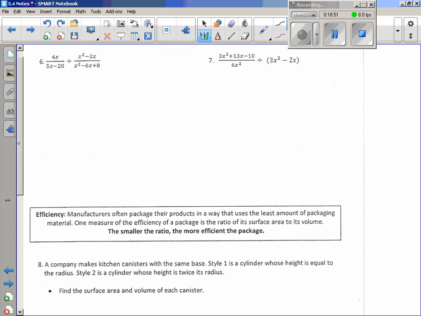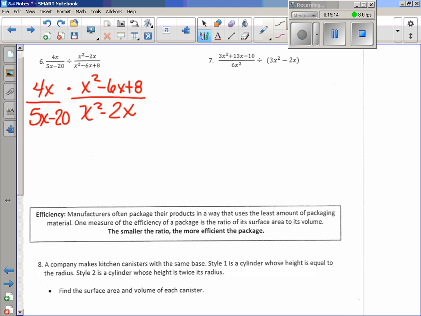What's the difference with these two? They're division. So what are we going to do first? Good. Change it to multiplication. Flip it over. So this is now going to be x squared minus 6x plus 8 over x squared minus 2x. Do I flip both of them? No, just the second one. So keep the 4x over 5x minus 20.